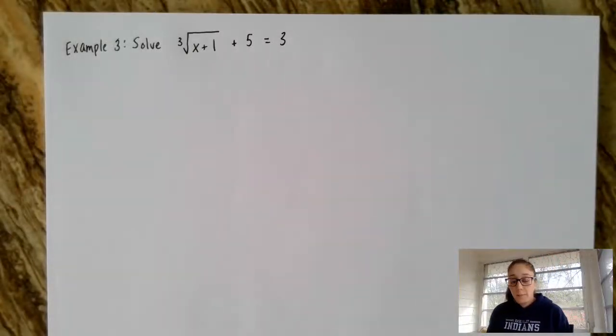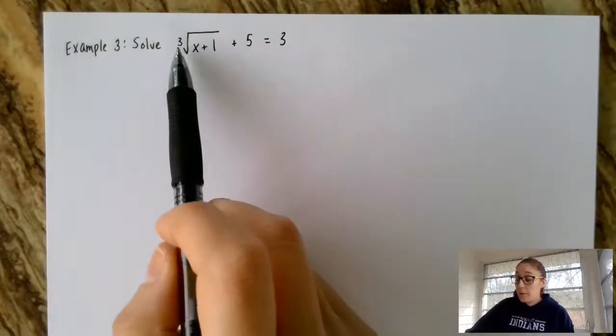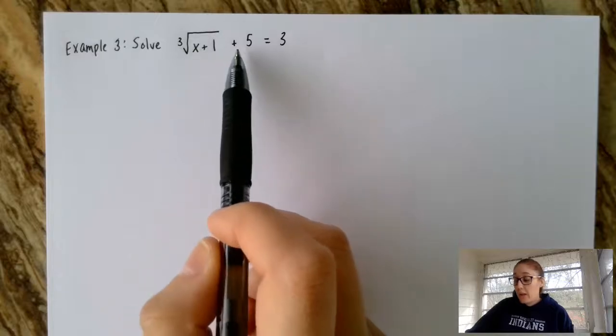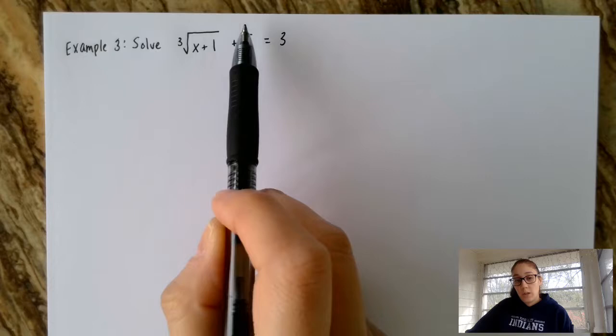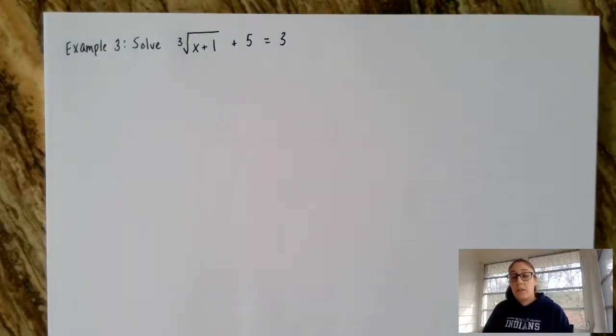Alright, in our next example, we see that it's a bit more complex for a couple of reasons. First, we see that our index is 3, so we have a cube root. And then also we see that on the left side, we no longer have just one radical. So we're going to have to now do that process of isolating the radical, whereas before it was always given to us in that way.